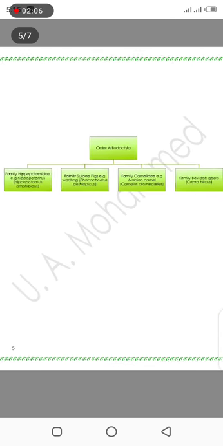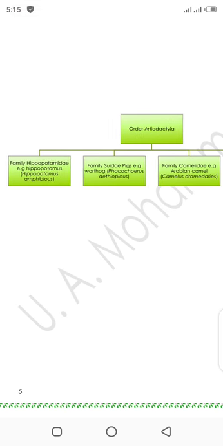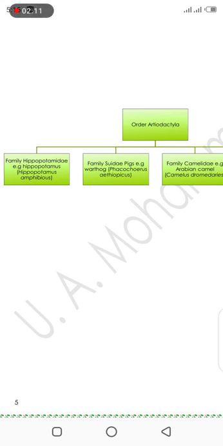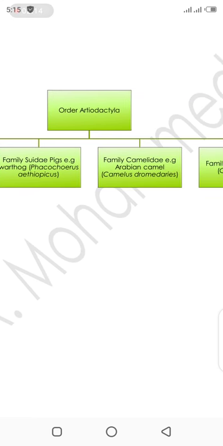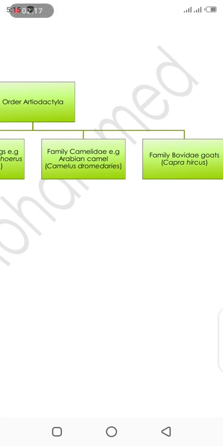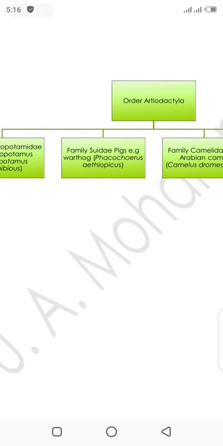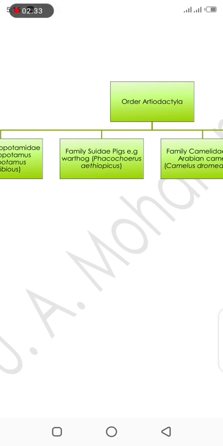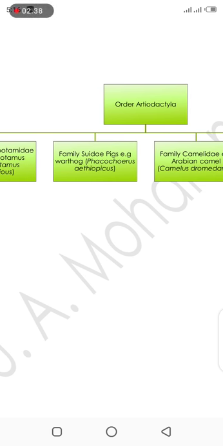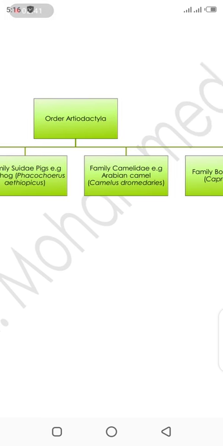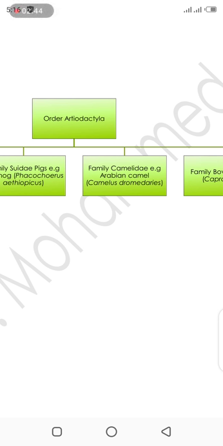Artiodactyla, which is the even-toed ungulate, is made up of several families, and these are basically the four families that are common in Africa. The first one is the Hippopotamidae, which includes the hippopotamus with the scientific name Hippopotamus amphibius. And this one is the family Suidae, the family of the pigs, and the warthog belongs to this particular family, Phacochoerus aethiopicus. And another family is called the Camelidae, which belongs to the camels.